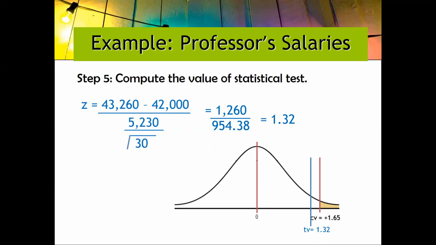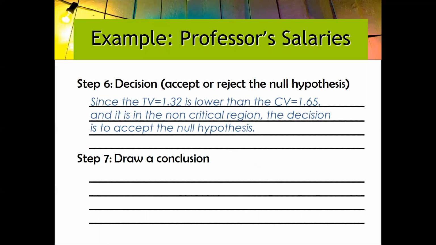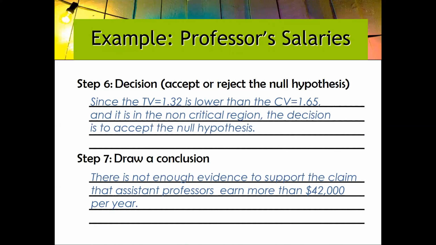Now it's time to make a decision whether to accept or reject the null hypothesis. Step 6. So since the test value is lower than the critical value and it is in the non-critical region, the decision is to accept the null hypothesis. So what is our conclusion? So we're going to make a conclusion about the claim. So what is our claim?